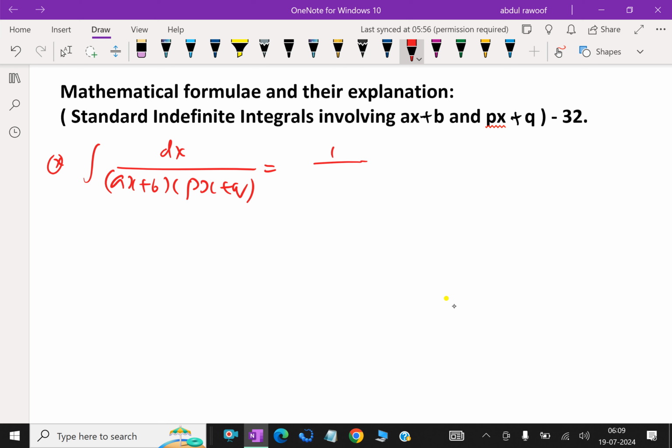1 over (bp minus aq) into ln of (px plus q) over (ax plus b) plus constant of integration.